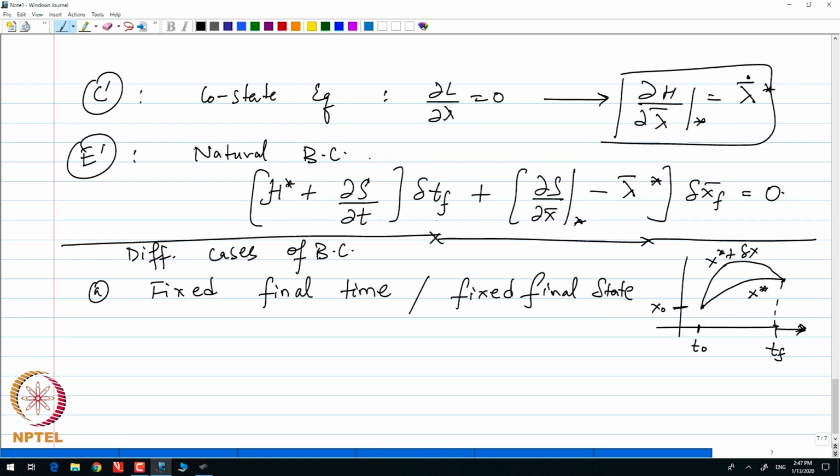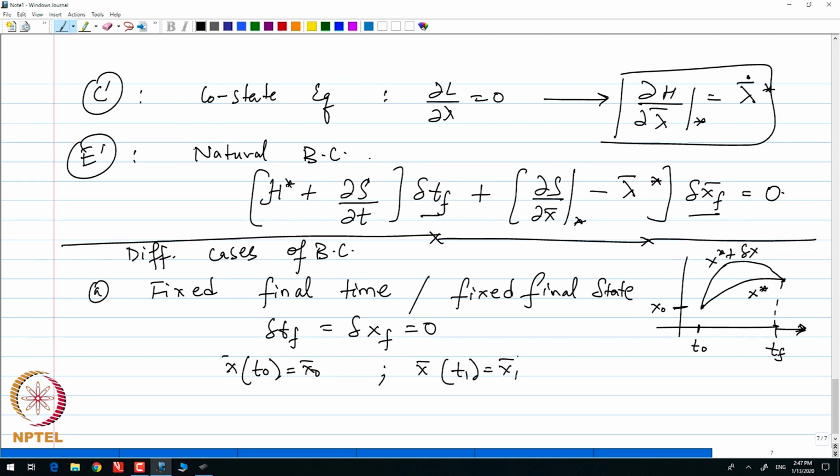Which means that even my final point does not change, and which means that our natural boundary condition is trivially satisfied, because delta T f is 0 and delta x f is 0. Both variations are 0, and so the only conditions that we are going to get are the fixed point boundary conditions themselves. So, x at t 0 is x 0 and x at t 1 is x 1.